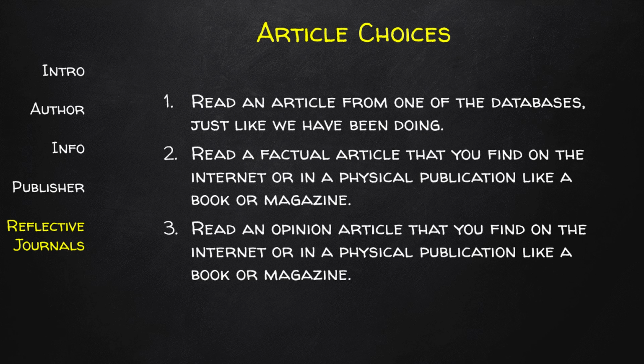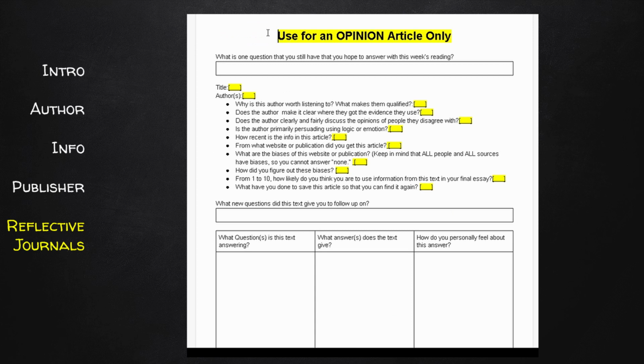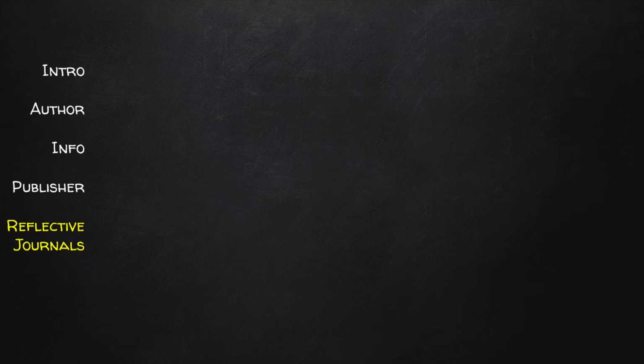When you open the Reflective Journal assignment, you will see this page. Fill in which type of article you read, and then go to the correct page for that type. The questions will be slightly different depending on which type of article you read. For example, for an opinion article, it will ask how the author tried to persuade, but for a factual article, it will not, since that shouldn't be persuasive. Answer all questions honestly. If you're reading an article that is not from one of the databases, you should be prepared to show that you have made sure it is a good source.